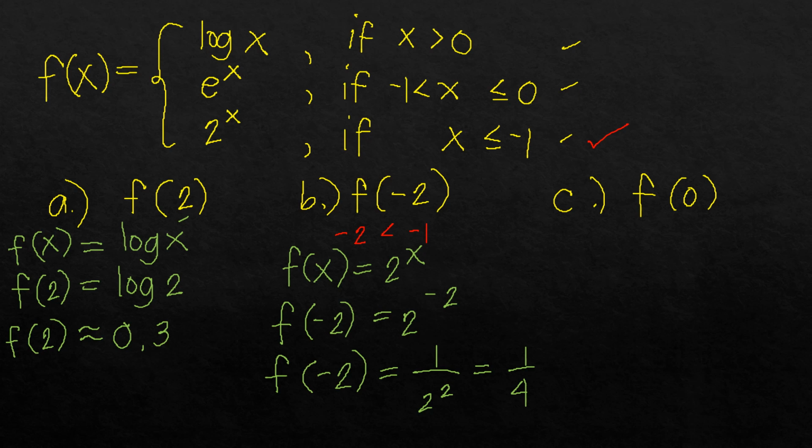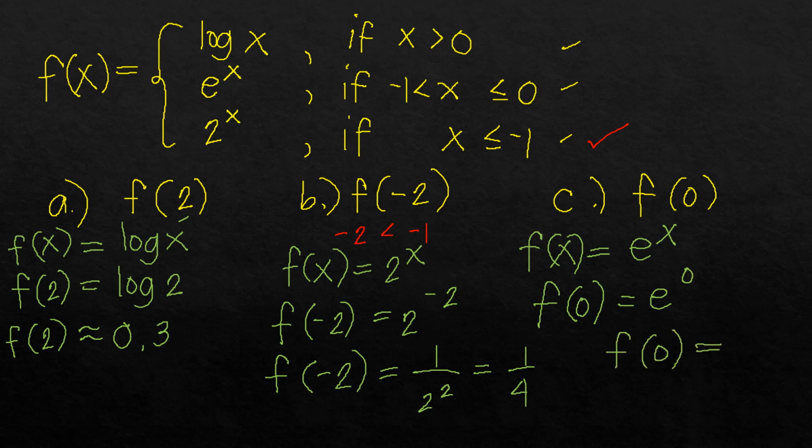So what about f of 0? 0 is found on the second subfunction, natural exponential function e raised to x. So we are using f of x is equal to e raised to x. We let x be 0, so we have f of 0 is equal to e raised to 0. And any number raised to 0 except 0 itself is simply 1. So f of 0 is 1.